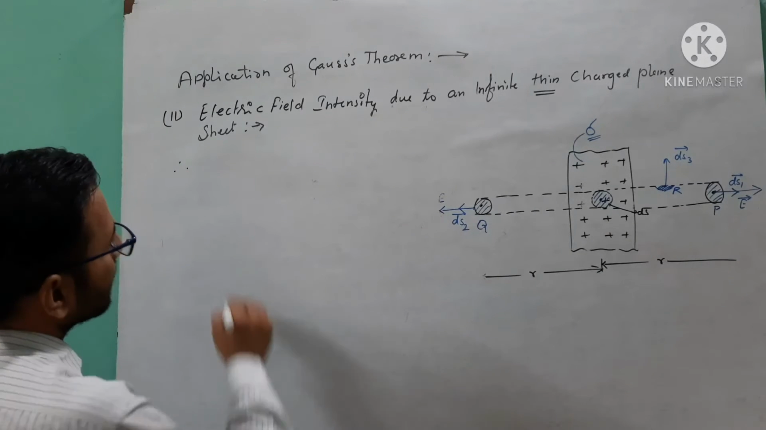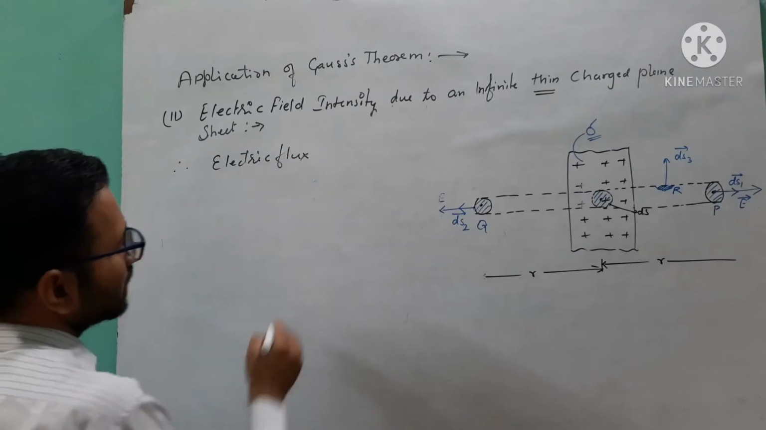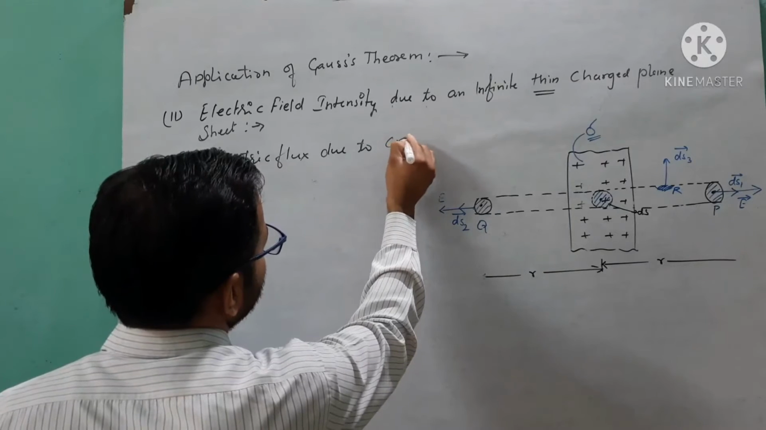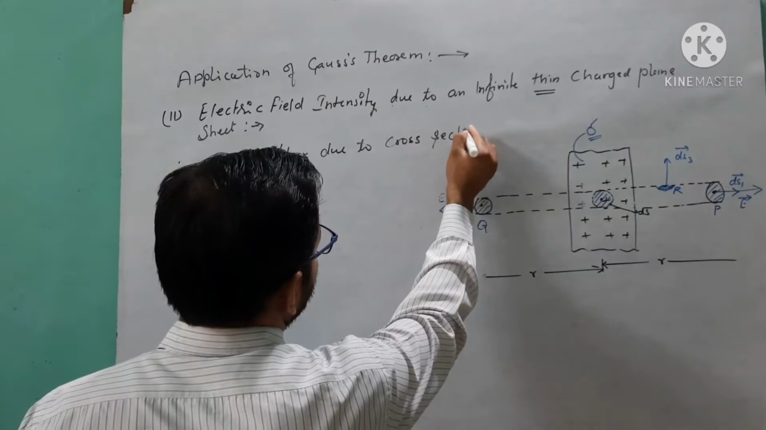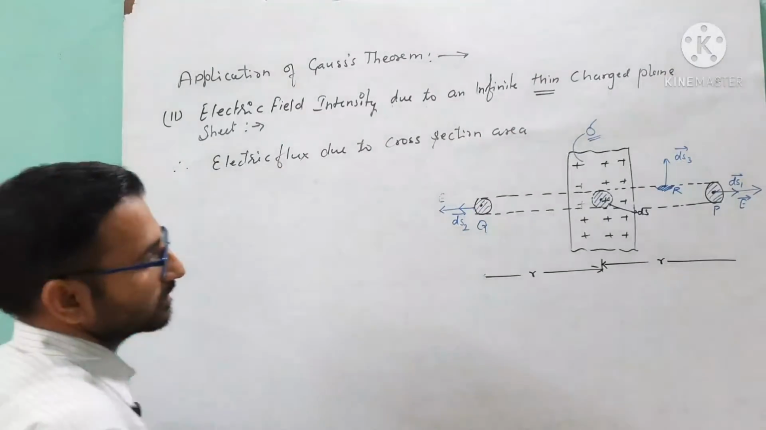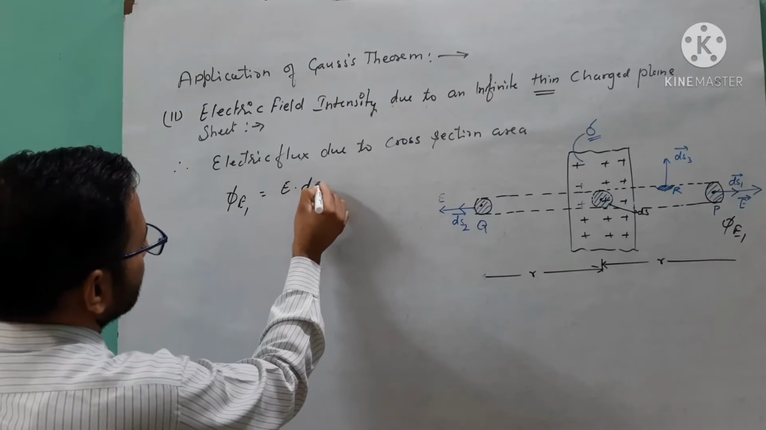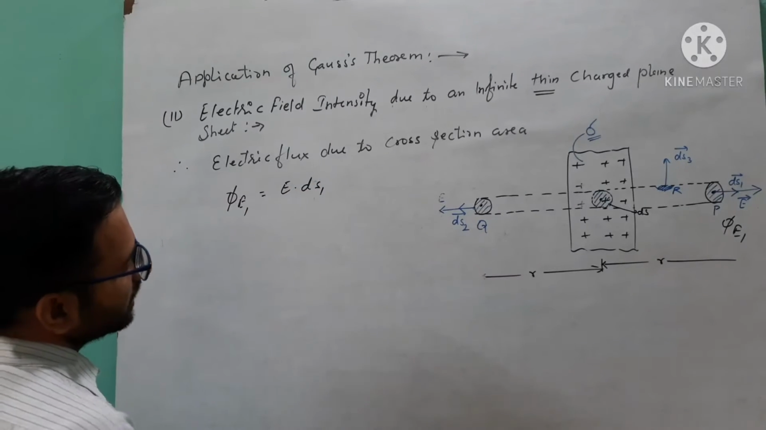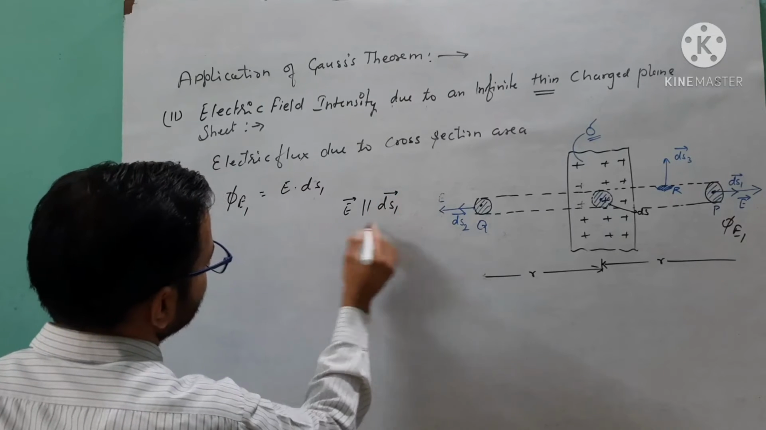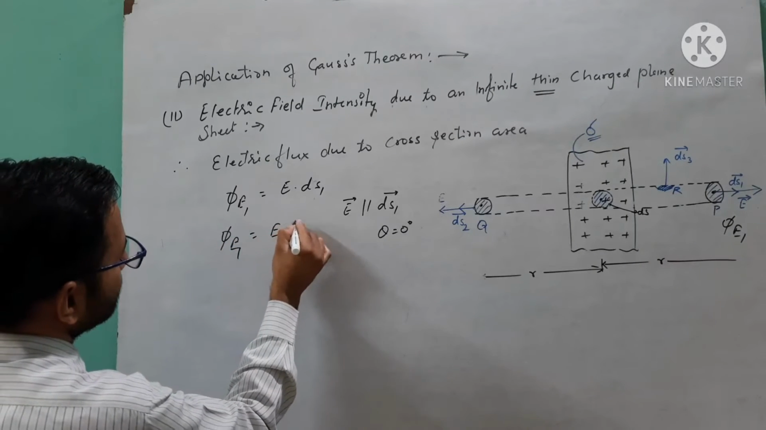Now after that, see here we will calculate the electric field intensity in different regions. Therefore electric flux due to cross section area first is electric flux which I have supposed to be phi E1, which is equals to E dot ds1, and we can see here vector E parallel to vector ds1, so that's why theta is equals to 0 degree here. So we can write phi E1 is equals to E ds.